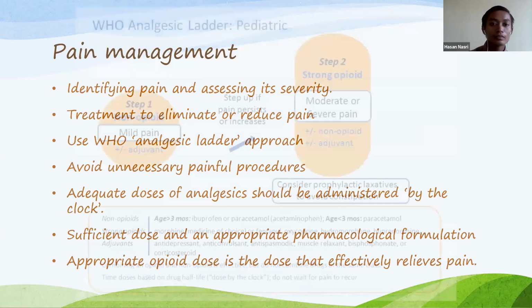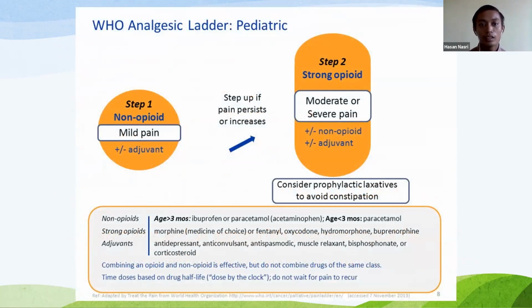Next. This is the WHO analgesic ladder for pediatrics. If mild pain, we give non-opioids. If pain increases or persists, we give a strong opioid. For moderate and severe pain, we can also give a non-opioid together with the strong opioid, also adjuvants. And to avoid constipation, we also give a prophylactic laxative.